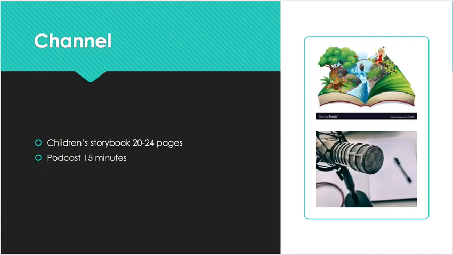And that's going to then inform your decision on what kind of channel you're going to use to tell that story. So if you're aiming for those first and second graders, you're going to do a children's storybook, 20 to 24 pages. If it's the college students, you're going to be looking at a podcast for 15 minutes.